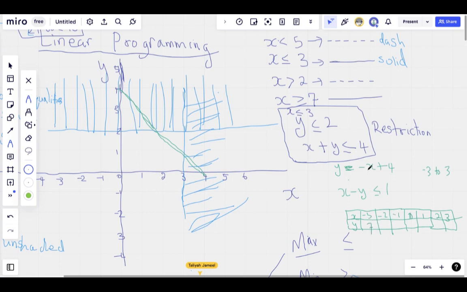And then -2 is 2. 2 plus 4 becomes 6. -1 is 1. 1 plus 4 is 5. 0 plus 4 is 4. Okay, here we now have 1, which makes it -1. -1 plus 4, I get 3. Then I get 2, I get 1. So these are the values I'm going to get.